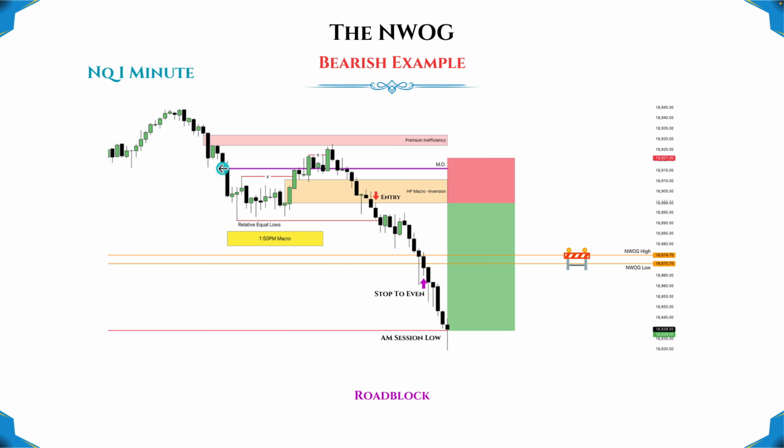we see price go above it right here, sweep liquidity here, sweep liquidity once more here, which refers to a premium inefficiency, and see how these consecutive BISIs were utilized to send us higher. We close below, a high probability bearish macro inversion, and this sends us to our AM session low. But the same thing, this new week opening gap was in the way between our entry and our target. So once we close below, we move our stop to even. We want to see the new week opening gap, a significant inefficiency, push price lower to our target.